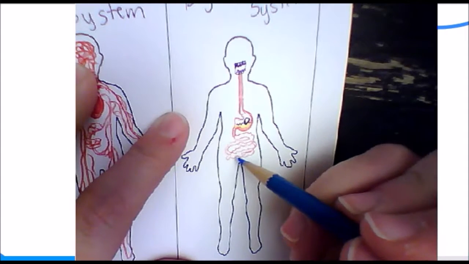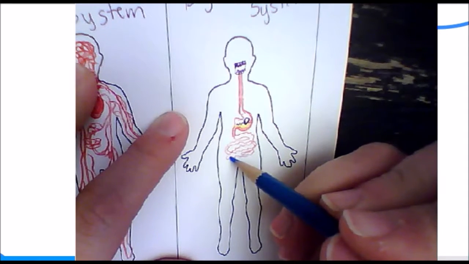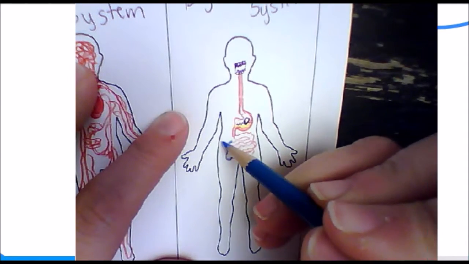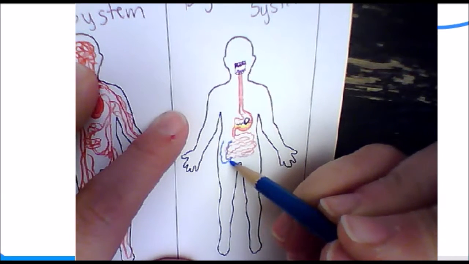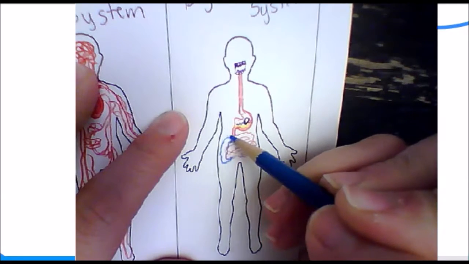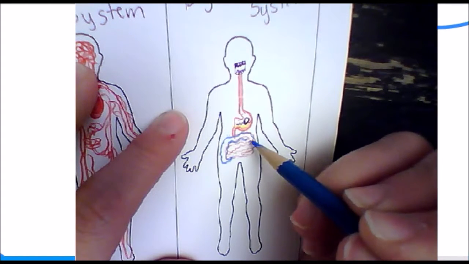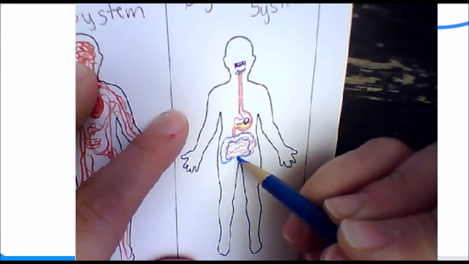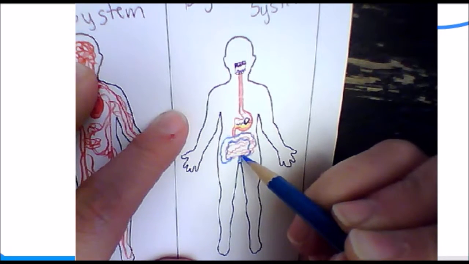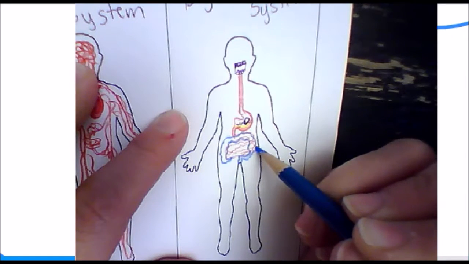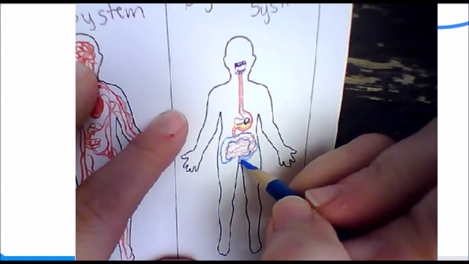And my large intestine is called the large intestine because it's chubby, bigger. This is where the poop is made. This is the magic maker right here. And then there is where it empties into the rectum and the anus. Again, words you wanted to hear so badly today. I just know it.